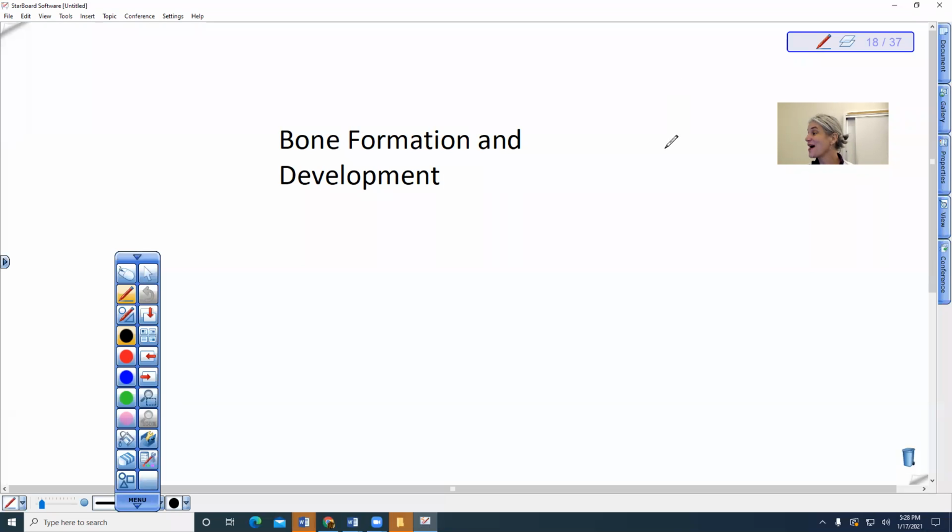Okay, so we're going to talk about the two types of bone formation. Most of our bones start out as a hyaline cartilage model, and then that hyaline cartilage is turned into bone. That type of bone formation is called endochondral ossification.